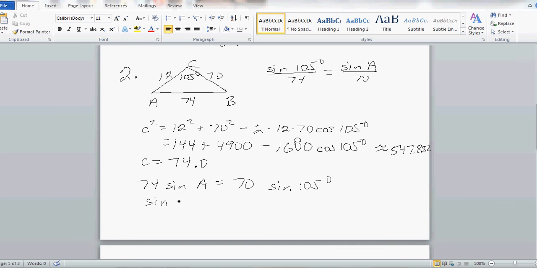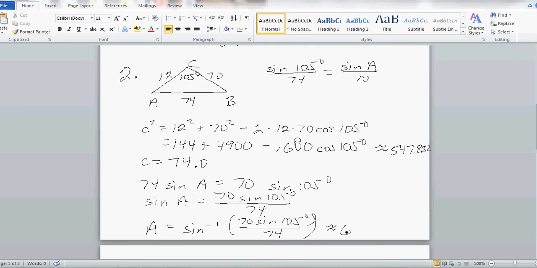The sine of A will equal 70 sine of 105 degrees divided by the 74 that we divided from both sides. And to find A, we just need the arc sine of 70 sine of 105 degrees over 74. And since this is an angle, we can round to the nearest whole number. So we take arc sine of 70 times the sine of 105 divided by 74, which is 66 degrees.